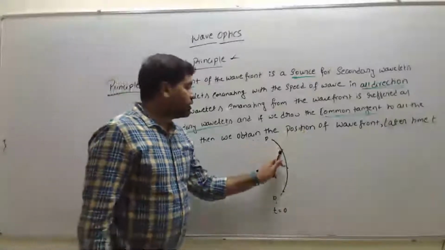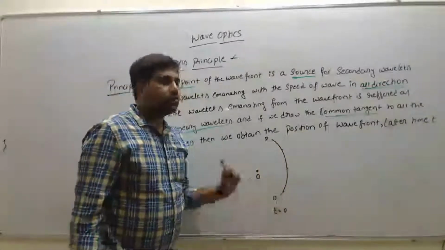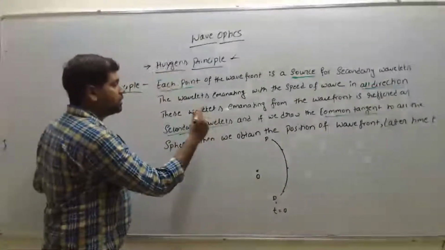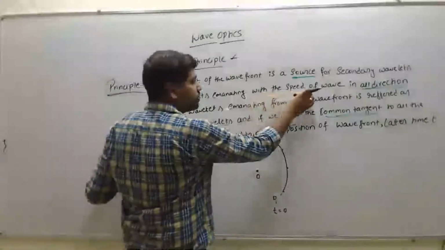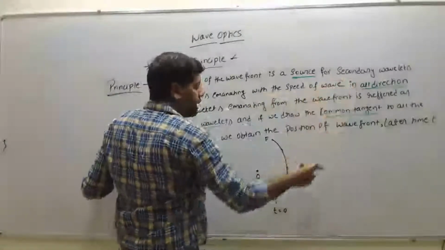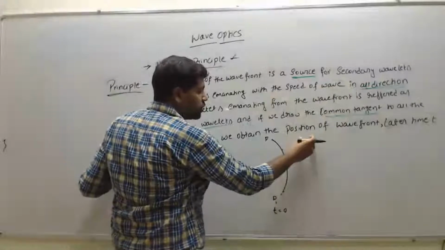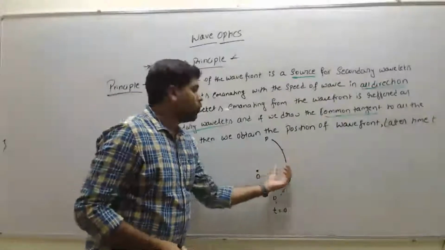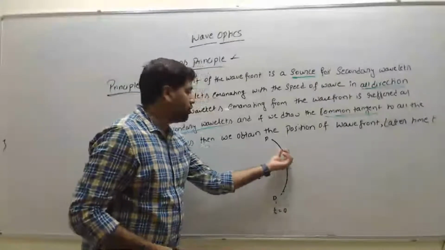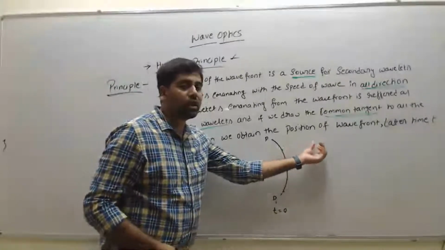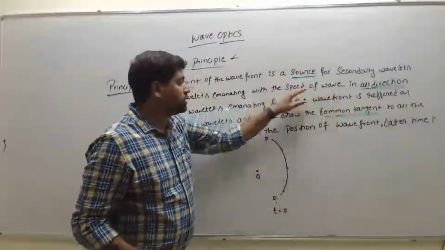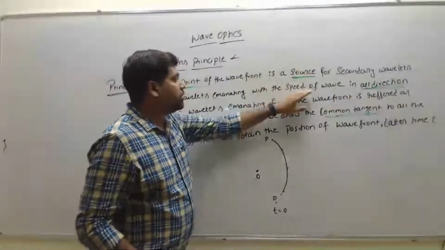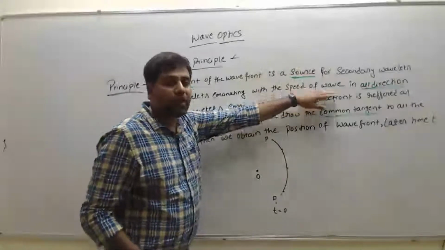For that wavefront, this point acts as the source. We know the wavelets emanate with the speed of the wave in all directions. From the source, the wavelets are moving in the forward direction. From this point also it is moving with the speed of the wave. They also mention the wavelets emanating from the point travel with the speed of the wave.